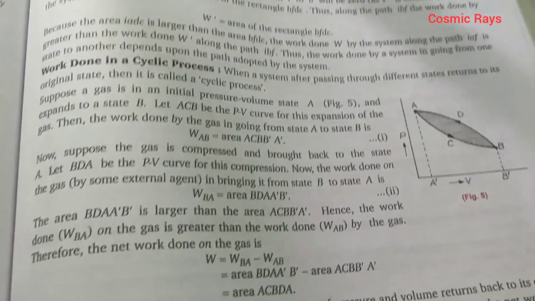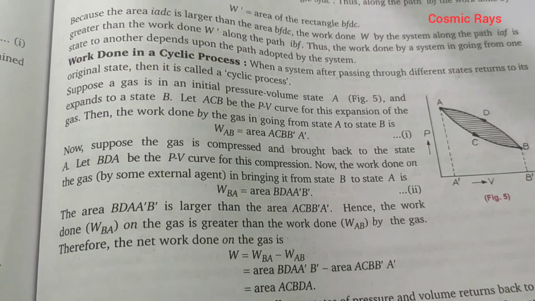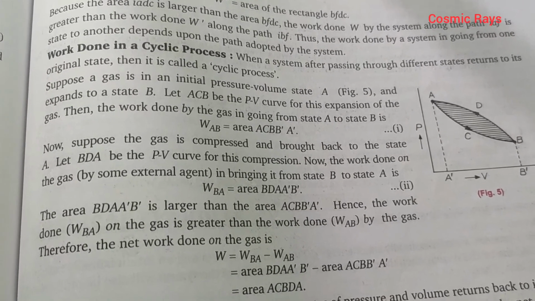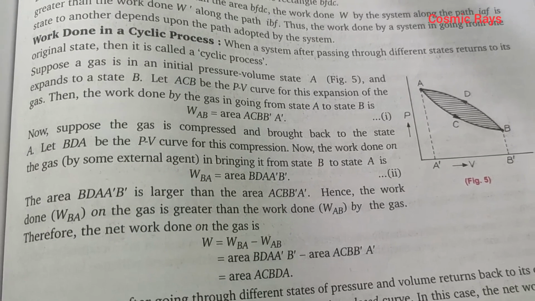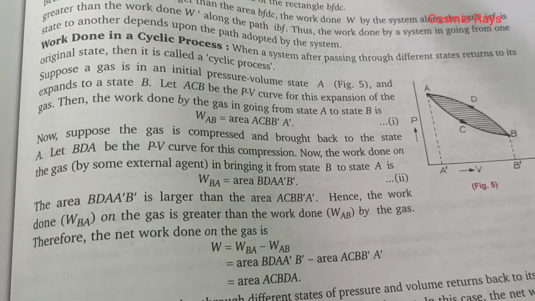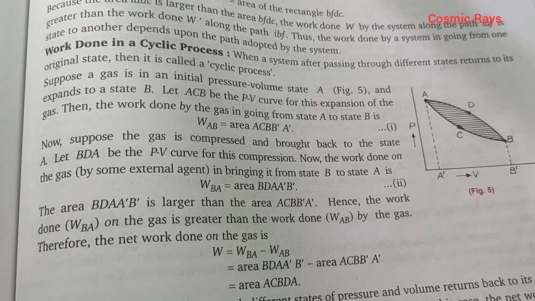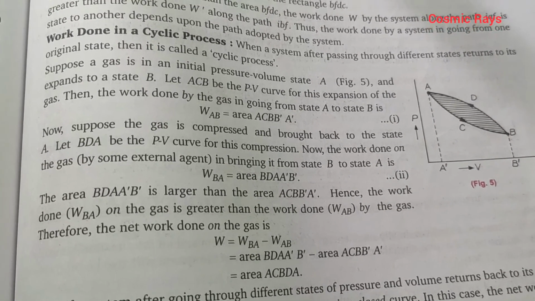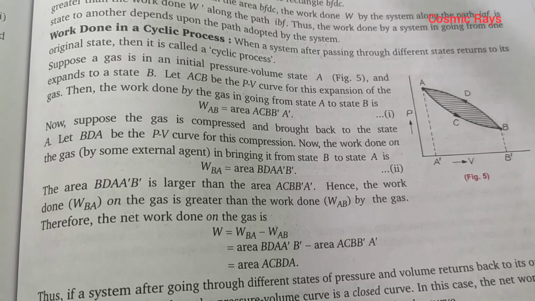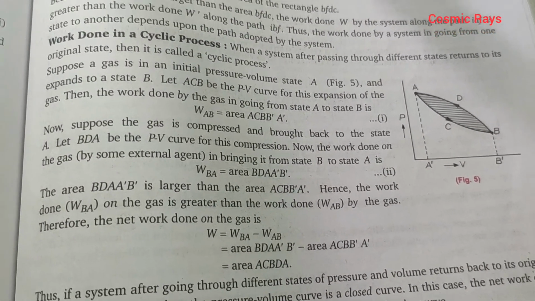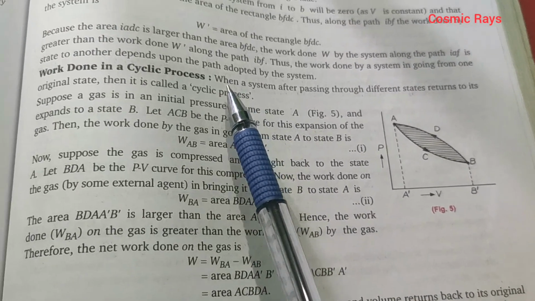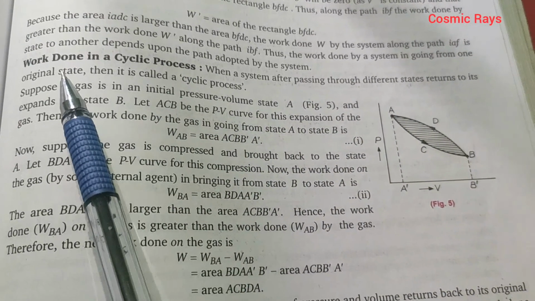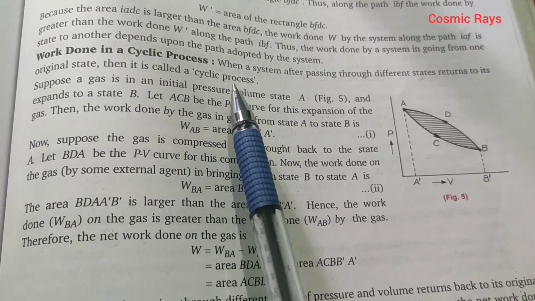Now we try to understand the work done in a cyclic process. First of all we define cyclic process. So cyclic process is a thermodynamic process in which the system returns to its initial state after undergoing a series of changes, or we can retrace the system backwards. Or you can also say, like they have said here, when a system after passing through different states returns to its original or initial state, then it is called a cyclic process.